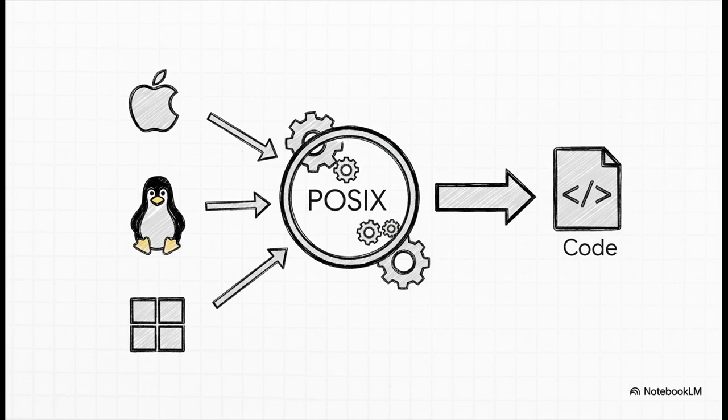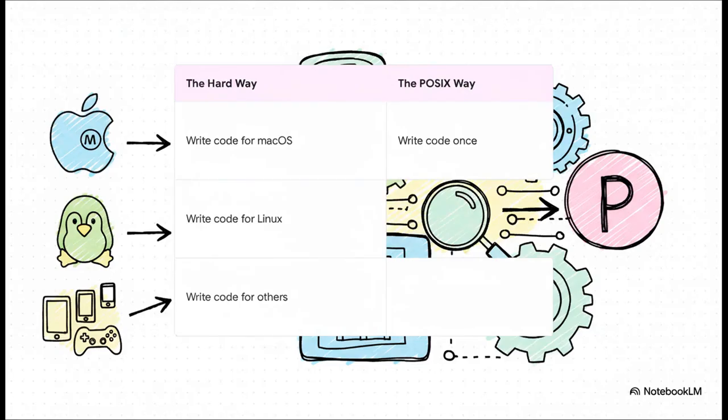Now, one of the most famous and important of these translators is a standard called POSIX. This one's a big deal. It's been around for a long time, and it's become this almost universal language for tons of different computers. So why should you care about something like POSIX?